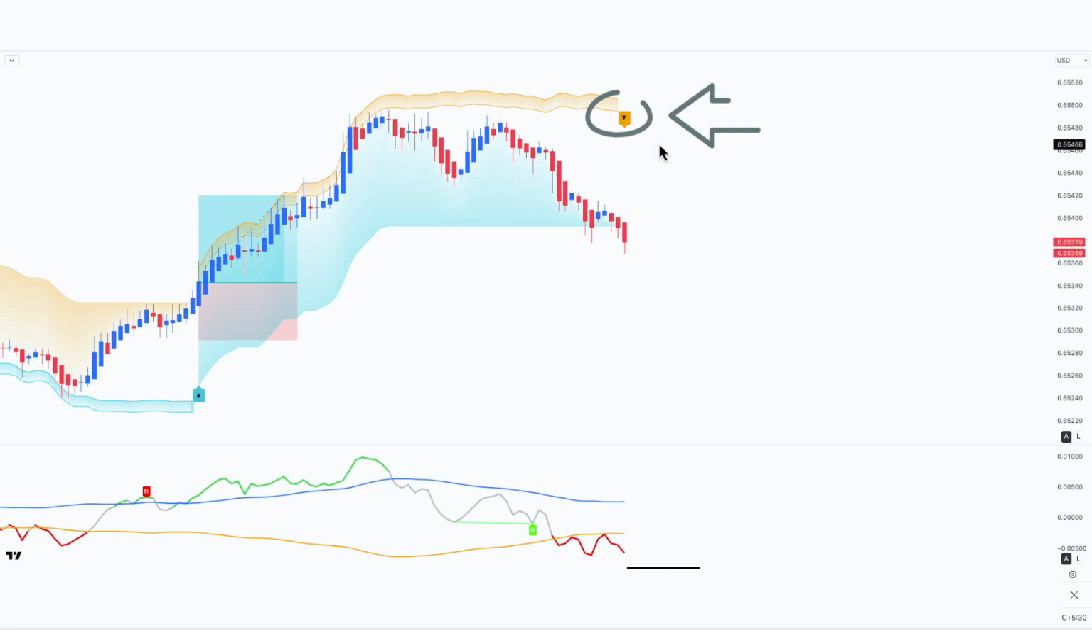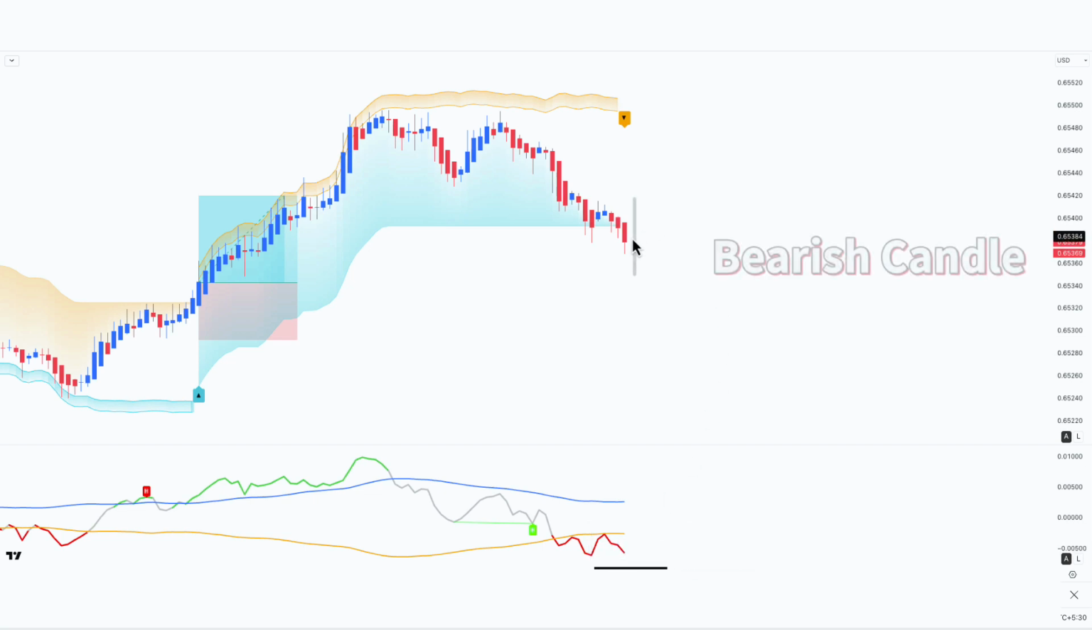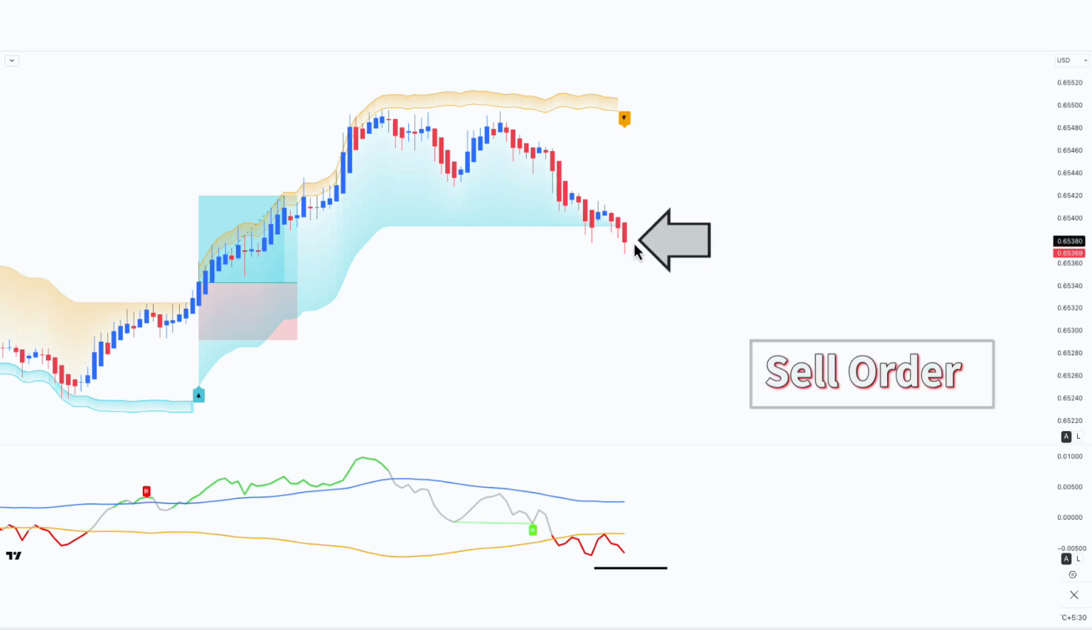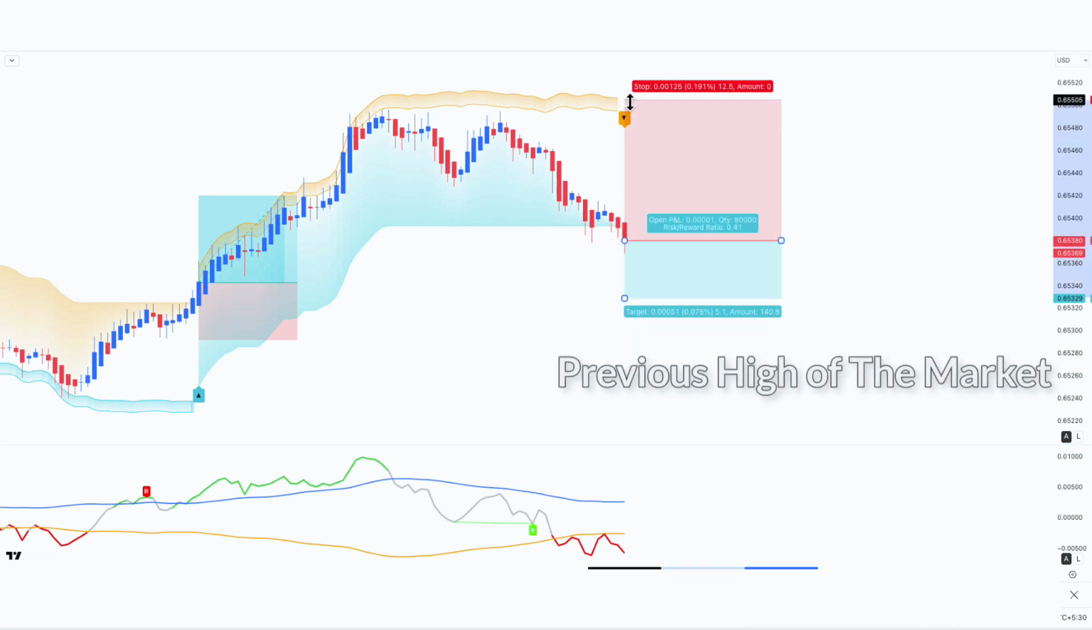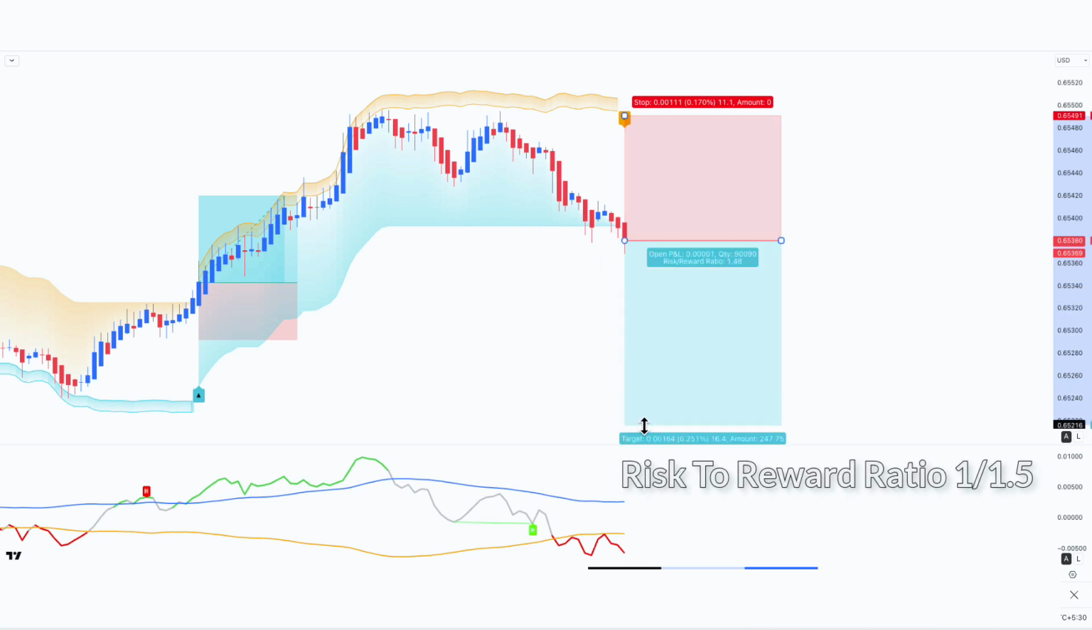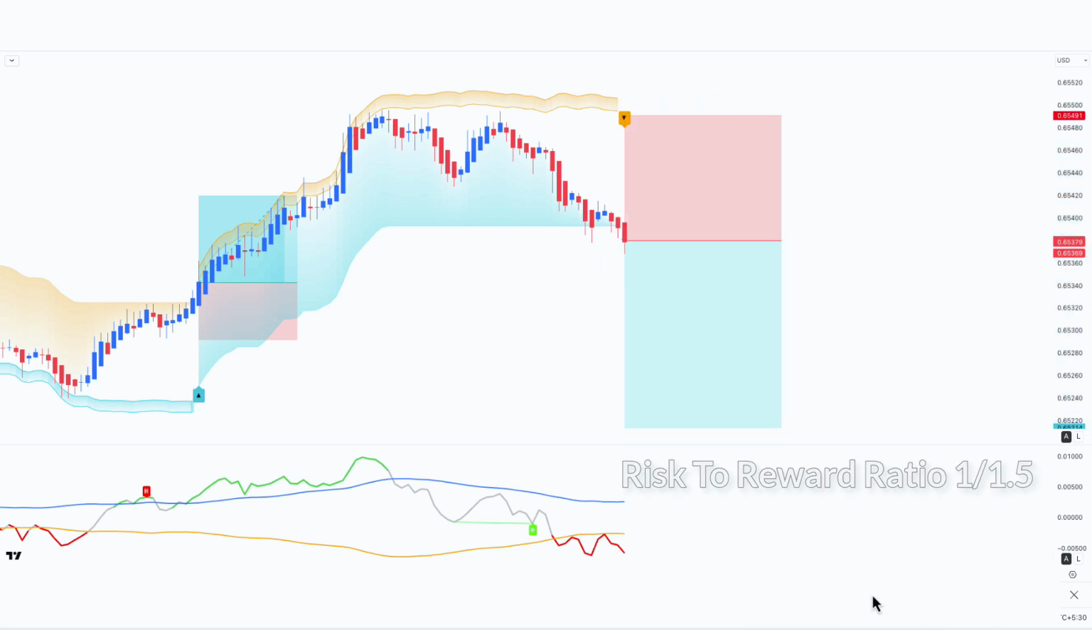When the Kalman Step Signals arrow of this indicator is a sell signal, the red line of Kalman Filter Rock should be below the orange line, and the market forms a bearish candle. If this condition is fulfilled, then we will place a sell order. Our stop loss is to be placed at the previous high of the market, and the risk to reward ratio will be 1:1.5.